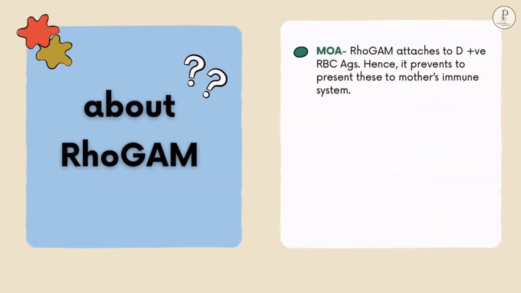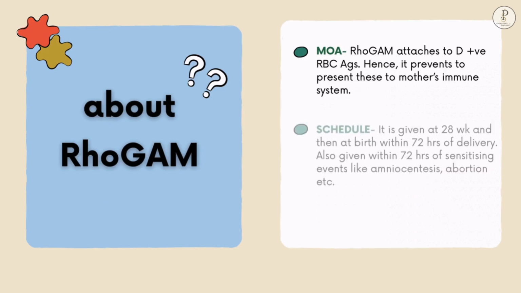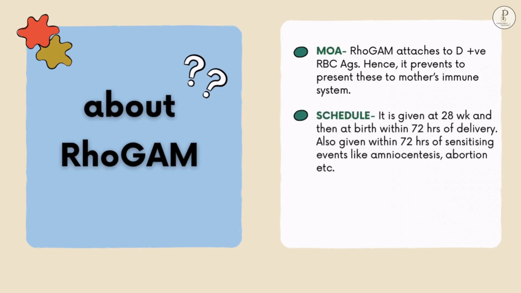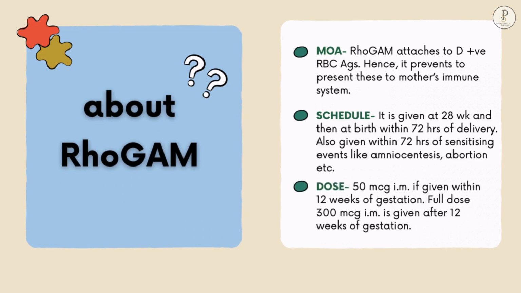Facts about RhoGAM. Mechanism of action: RhoGAM attaches to D positive RBCs and covers them, hence prevents presenting them to mother's immune system. Schedule: RhoGAM is given at 28 weeks and then at birth, that is within 72 hours of delivery. It is also given within 72 hours of sensitizing events like amniocentesis, abortion, etc. Dose is 50 microgram IM if given within 12 weeks of gestation. Full dose is 300 microgram IM given after 12 weeks of gestation.